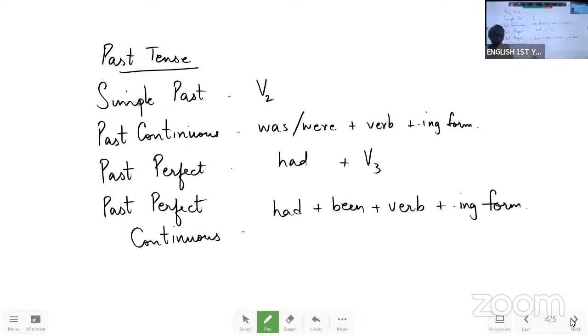Now coming to the past tense, simple past is V2, an action that has been completed. Past continuous, singular was, plural were, plus verb plus ing form. Past perfect is had plus V3. Past perfect continuous, had plus been plus verb plus ing form.